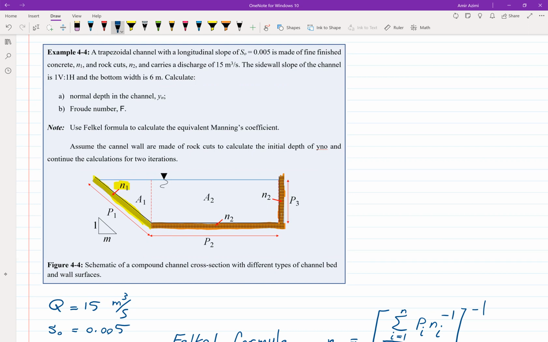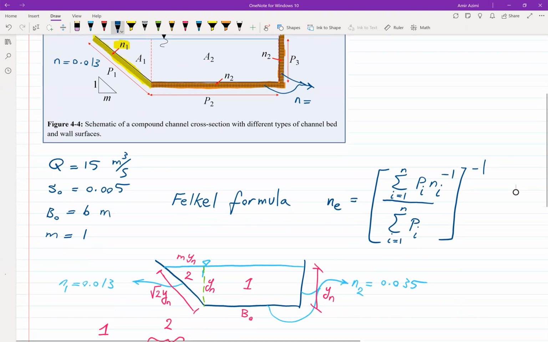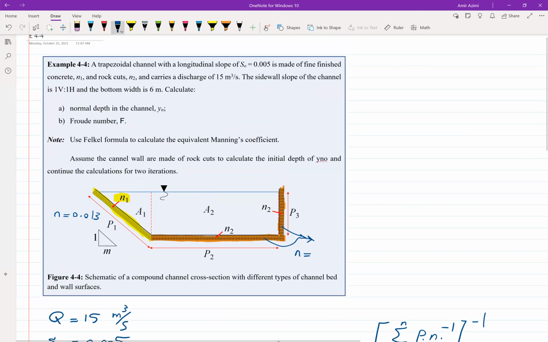So here we have n equal to 0.013. And then for these two walls, we are going to have n equal to the value for rock cuts. So we need to find out what is the value for rock cuts. So 0.035. You can find it from the table.